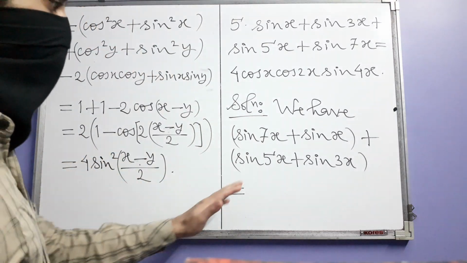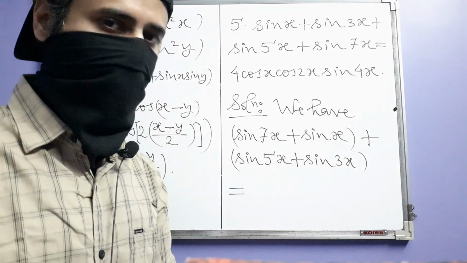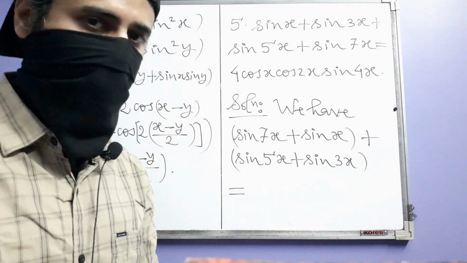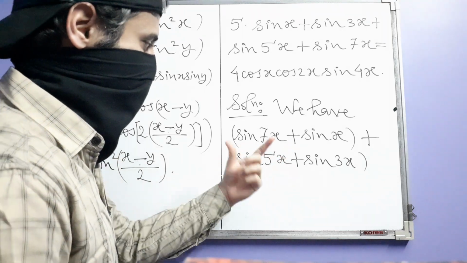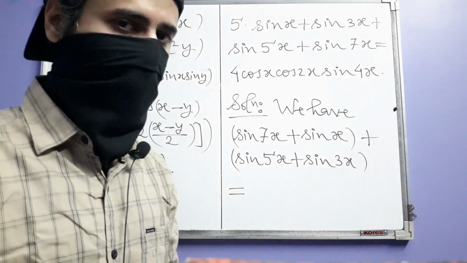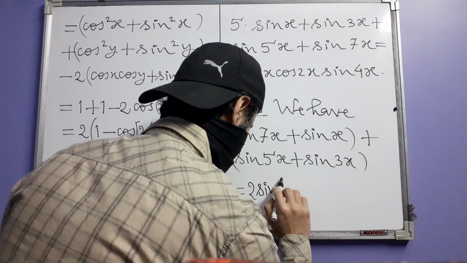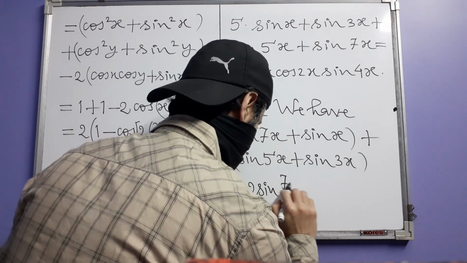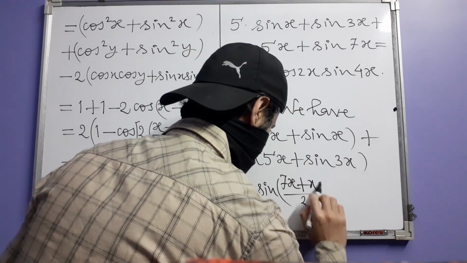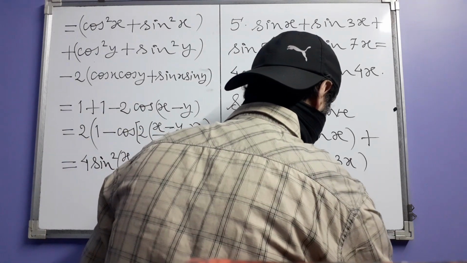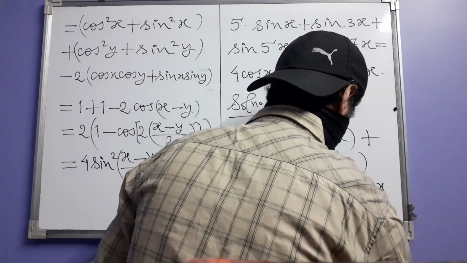Okay, so now we are going to apply the sin C plus sin D formula. When it comes to sin, we have cross terms. Cross terms means both sin and cos should be available. And when it's plus, sin comes first followed by cosine. What that means is that we have 2 sin of 7x plus x divided by 2, sin first and then cosine of 7x minus x divided by 2.